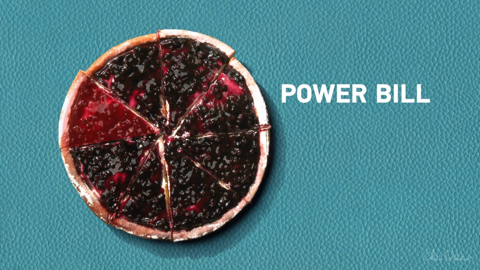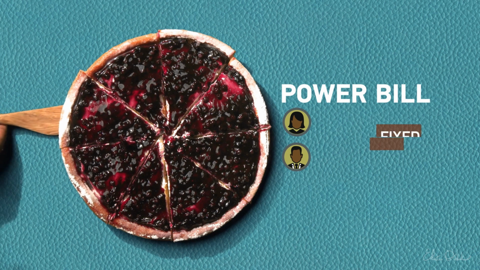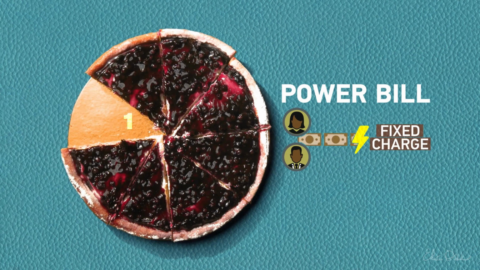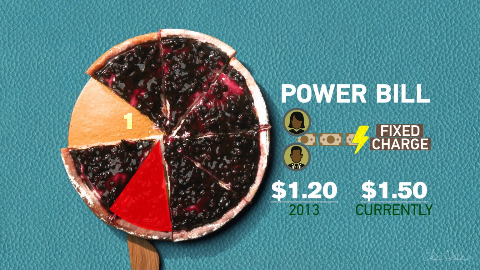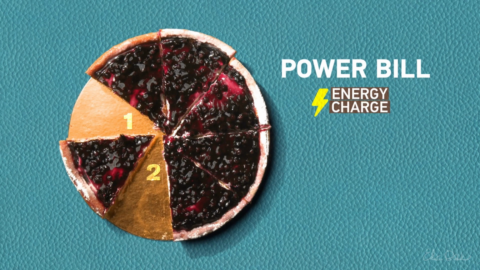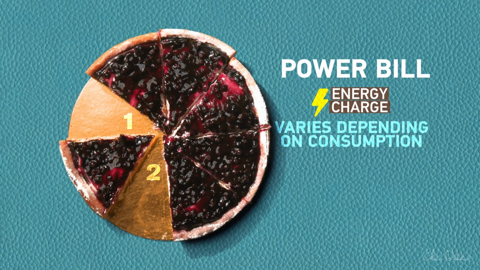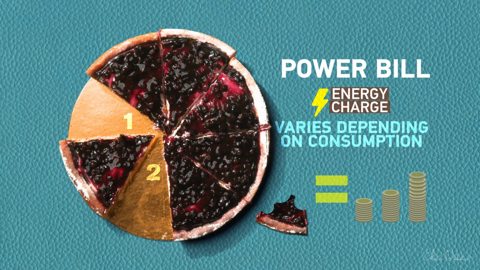So part 1, that everyone has, is a fixed charge. You pay that regardless of whether or not you actually consume any power. It started out about $1.20 in 2013. It's since been adjusted annually to well over $1.50 at current exchange rates. Next, the energy charge. Now that varies depending on how much you consume. The more of the slice you do consume, the more it costs you.